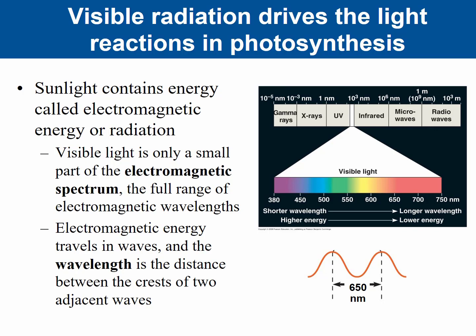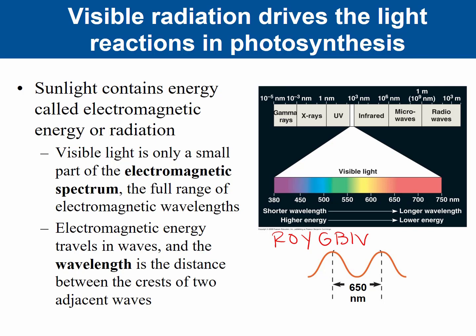When you look at the different types of electromagnetic energy, visible light is only a small portion of the electromagnetic spectrum. Electromagnetic energy travels in waves. If we look at our visible light, you can remember it as Roy G. Biv: red, orange, yellow, green, blue, indigo, violet.